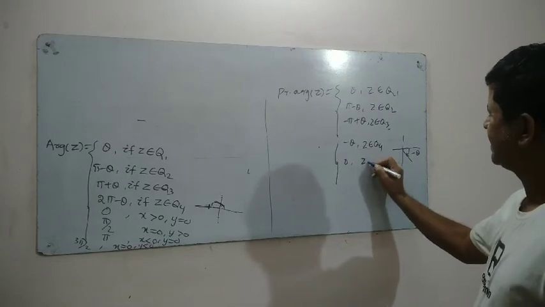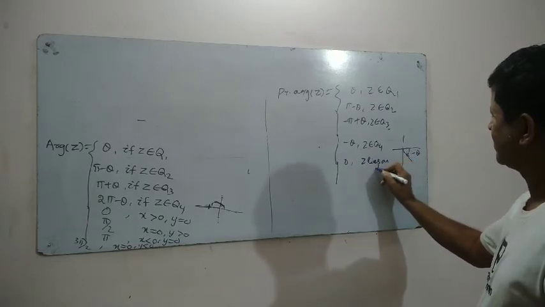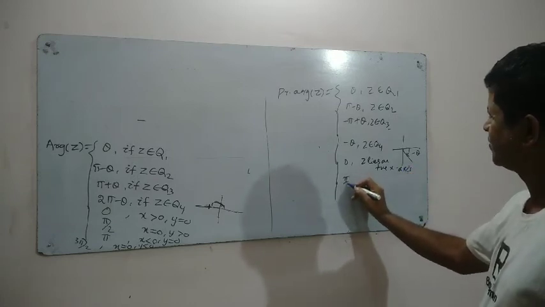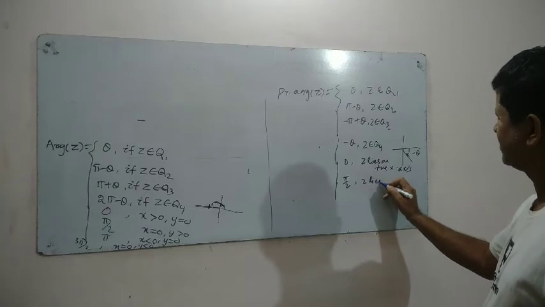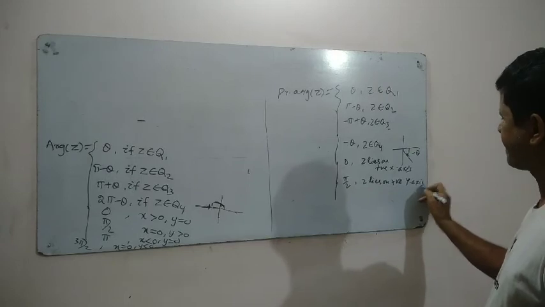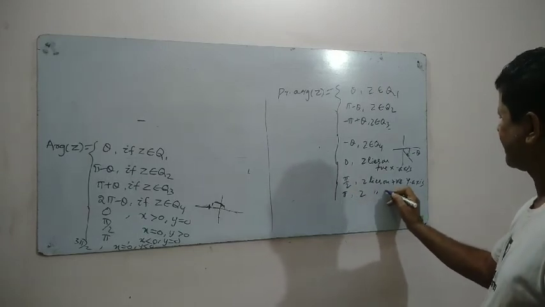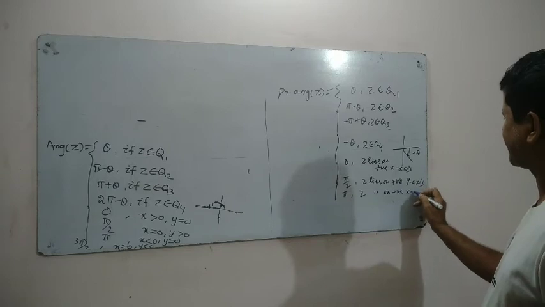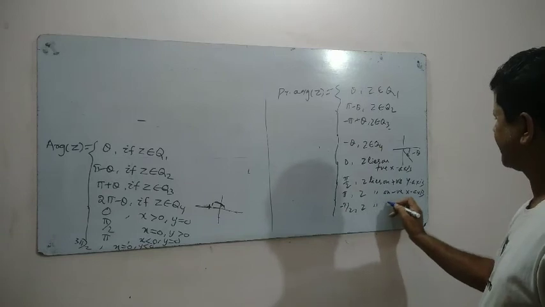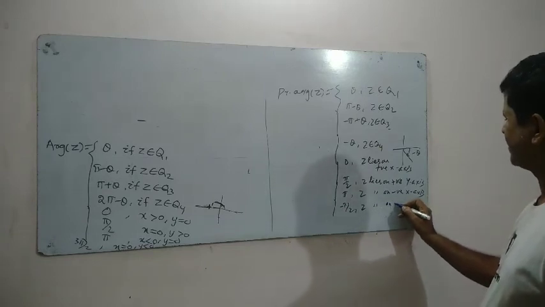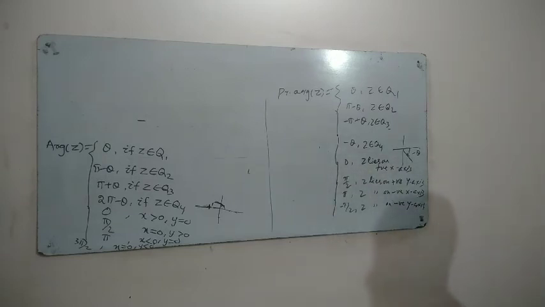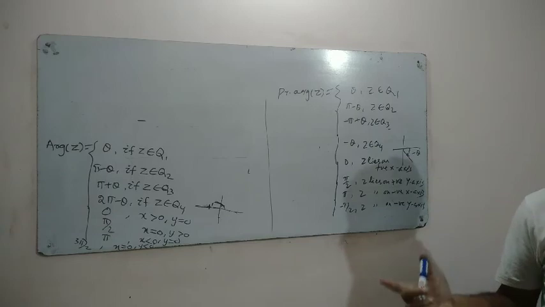If z lies on the positive x axis, it is 0. If z lies on the positive y axis, it is pi by 2. If z lies on the negative x axis, it is pi. If z lies on the negative y axis, it is minus pi by 2. Before going to solve some questions on argument, we discuss its properties.